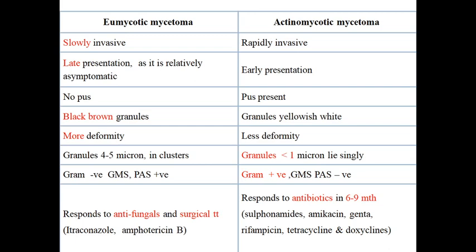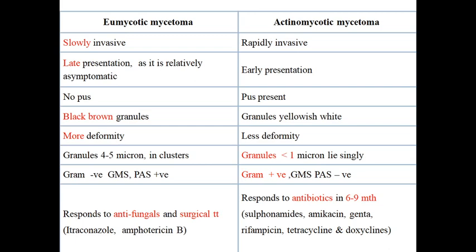Then what are the overall clinical differences between a fungal mycetoma and a bacterial mycetoma? Eumycetoma is slowly invasive, so there is late presentation, it is relatively asymptomatic, it is not painful. That's why patients do not report to the treating physician early, because it is slow in progression and there is late presentation. Whereas in actinomycetoma, it is rapidly invasive, and that's why there is early presentation to the physician. In eumycetoma there are minimum symptoms, there is no or minimal pus, whereas in actinomycetoma, pus is more. Then the color of the grains is black in fungal or eumycetoma, and yellowish to white in actinomycetoma.